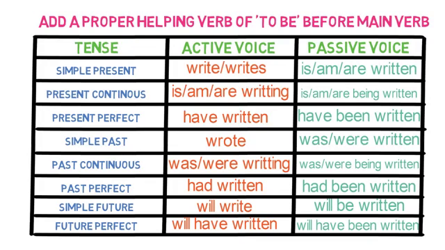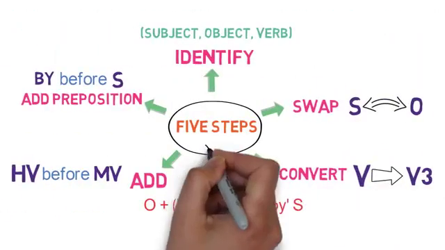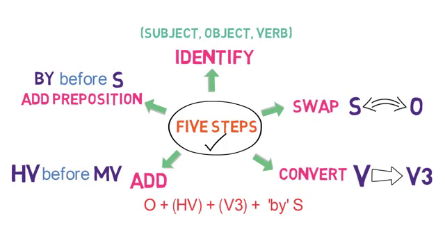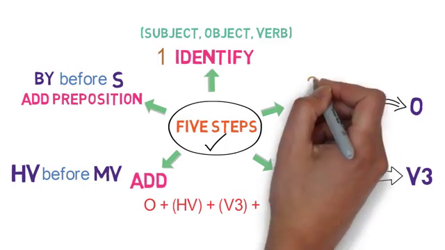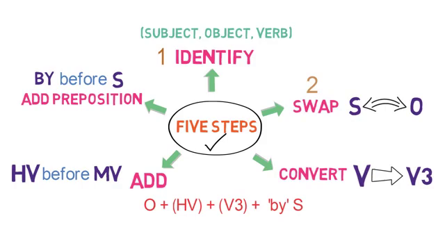That's all in active passive voice in this video. Let's revise what we have learned in this video. We defined the 5-step formula to convert any active voice to passive. First step is to identify the subject, object and verb in any sentence. Second step is to swap the subject with the object and object with the subject.